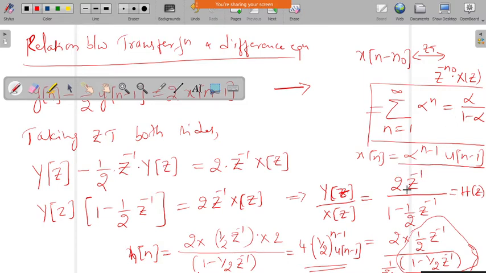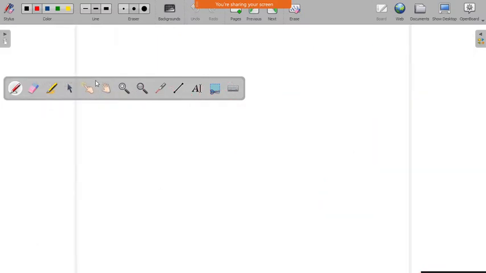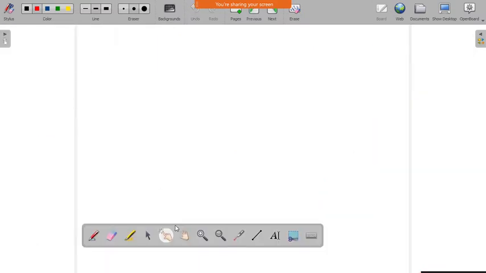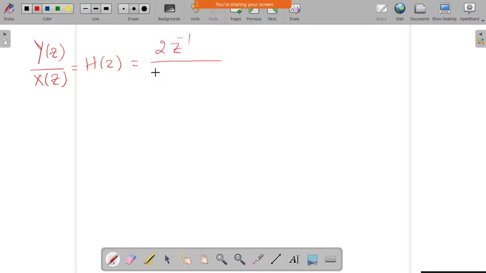Since the Z transform is 2 Z inverse by 1 minus half into Z inverse, that is your x of Z, right? So y of Z divided by x of Z, which is equal to h of Z, is nothing but 2 into Z inverse divided by 1 minus 1 by 2 into Z inverse. Now we need to take the inverse Z transform. So how can we take it?